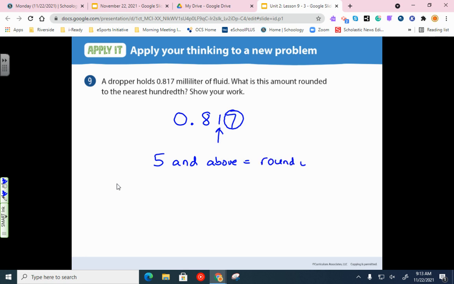That means we just go up to the next value. So that will be 0.82 or 82 hundredths milliliter. In fact, let's write that. Again, it's only just milliliter singular because fractions and decimals are part of one whole. So we can't really add an S to it because it's not more than one.